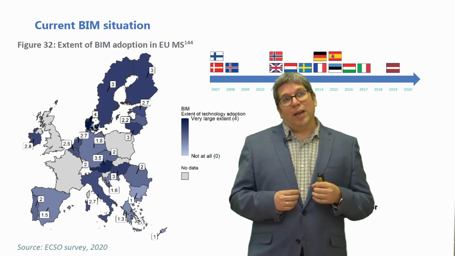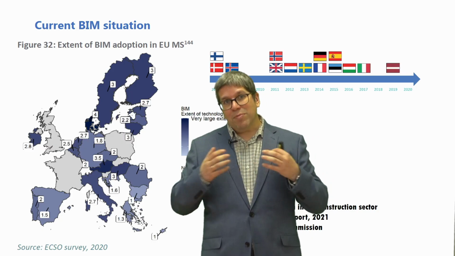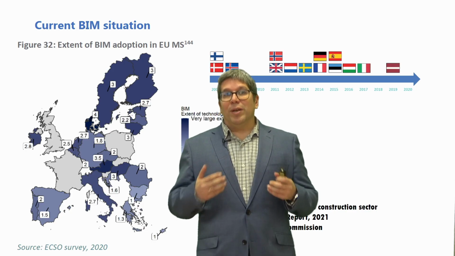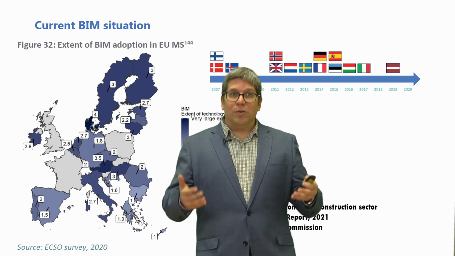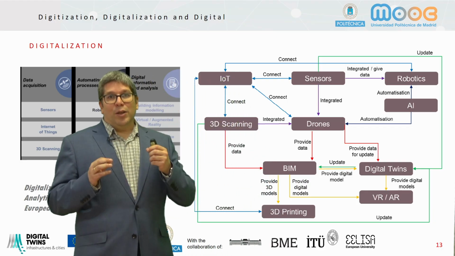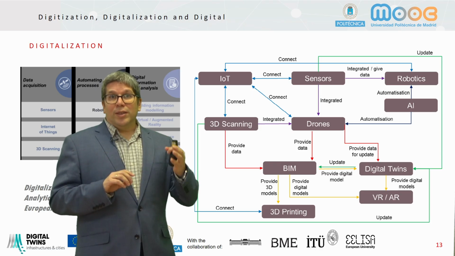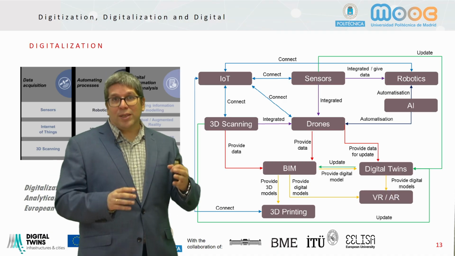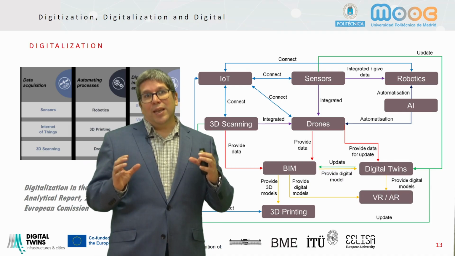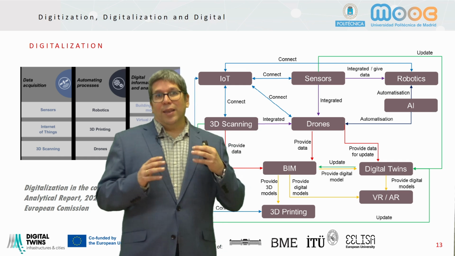Anyway, BIM is now mandatory in many countries in Europe and is very implemented all worldwide. So any company that wants to be competitive needs to use BIM. So the sooner we start, the sooner we will be there. In the analytical report of the European Commission here, we can see that BIM and digital twins are the base for the development of each of the technologies, whether it is IoT, sensors, robotics, AI, 3D scanning, 3D printing, virtual reality, augmented reality, drones. All of them are based on the idea of having these 3D models with information. The base are BIM-based digital twins, and the ideas come from that.